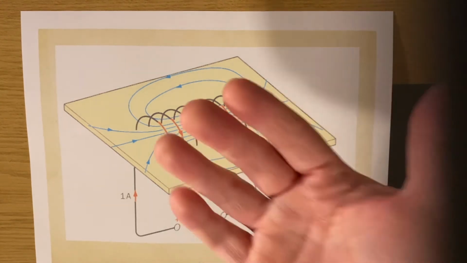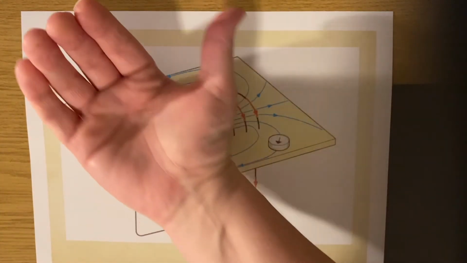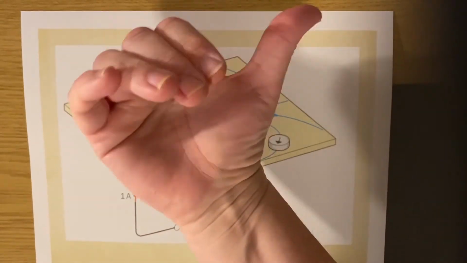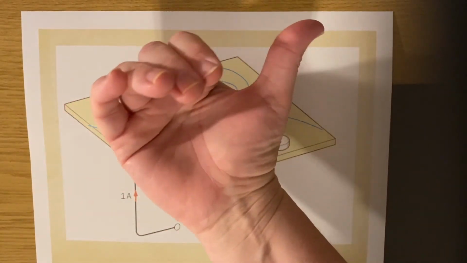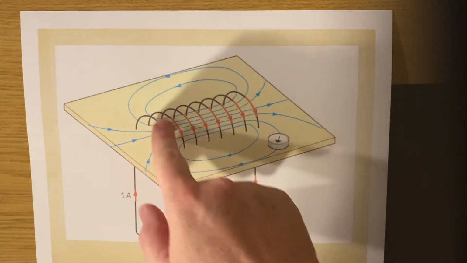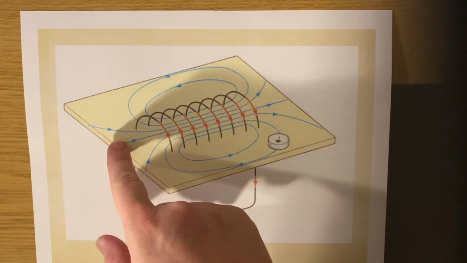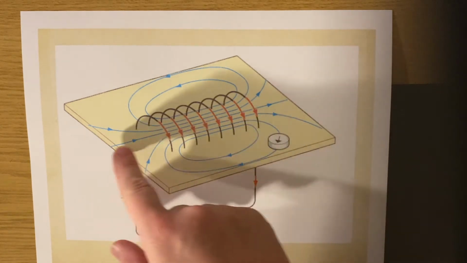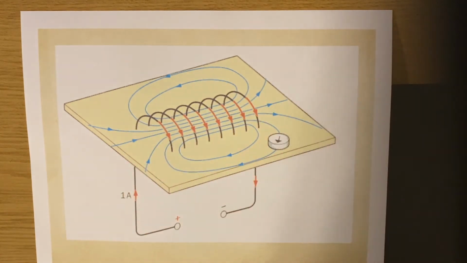So if I take my hand and I look, and the current is coming from the back toward the front, you can see that my thumb is pointing over to the right here. And so if we look at the way that the current's going, our magnetic field would be headed to the right like it's drawn here.